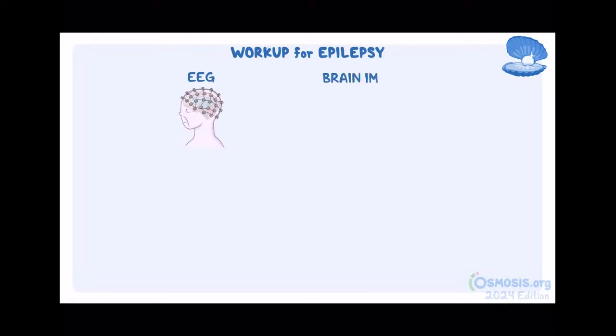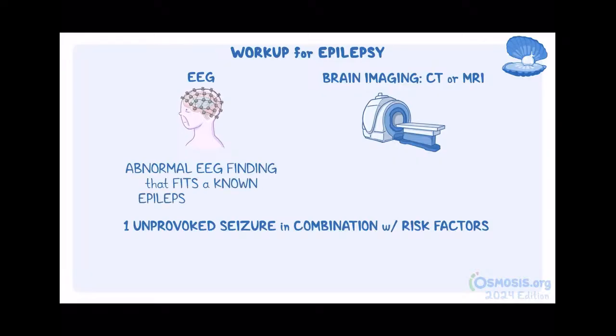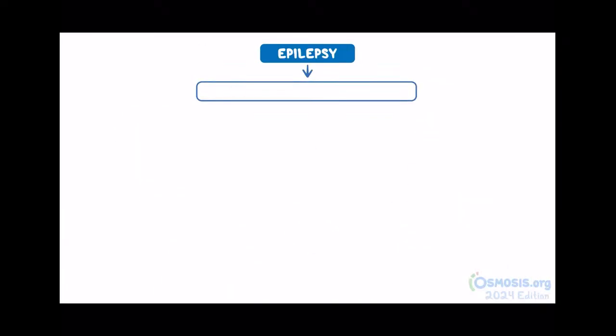Now here's a clinical pearl. In addition to focused history and physical examination, the workup for epilepsy also includes EEG and brain imaging like CT or MRI. This is because one unprovoked seizure, in combination with risk factors such as an abnormal EEG finding that fits a known epilepsy syndrome or cortical dysplasia on brain imaging, is enough to confirm the diagnosis of epilepsy. All right, once you diagnose epilepsy, your next step is to assess the type of seizure.